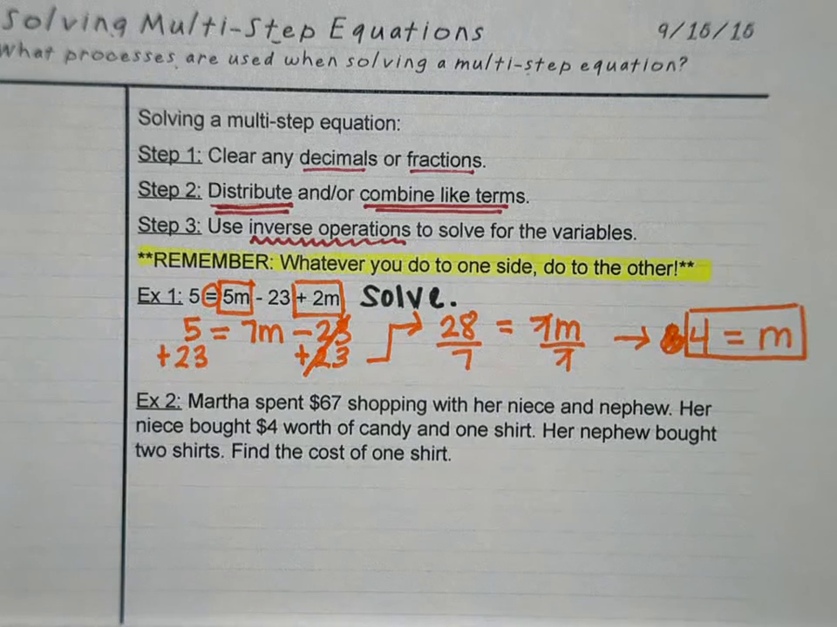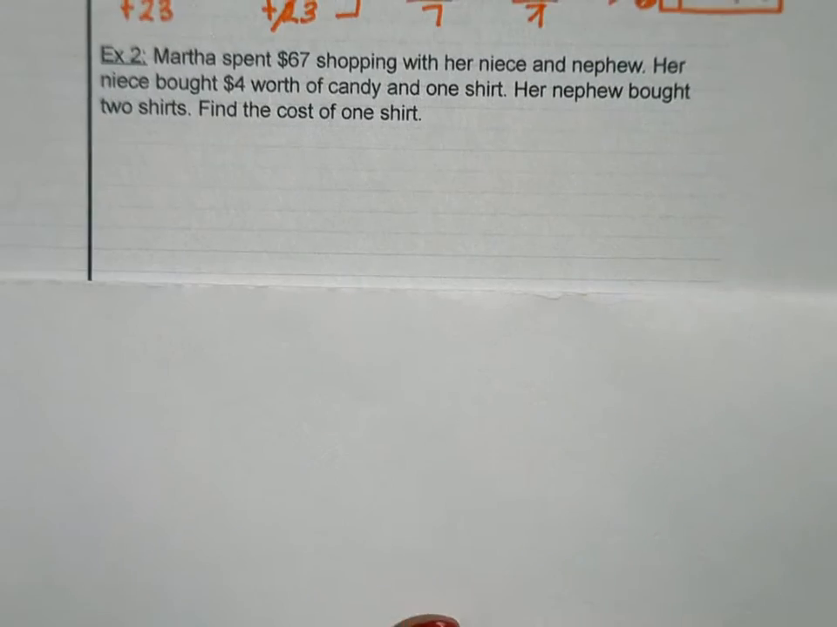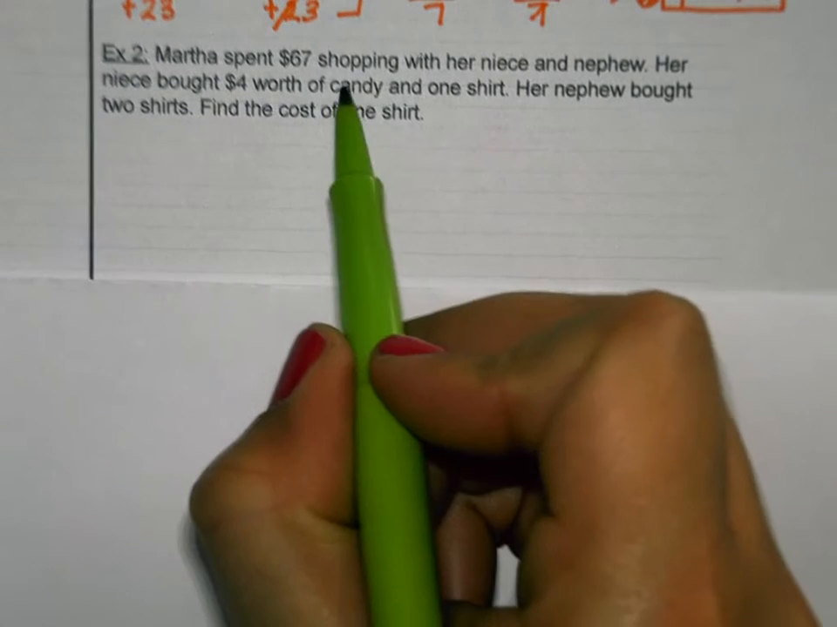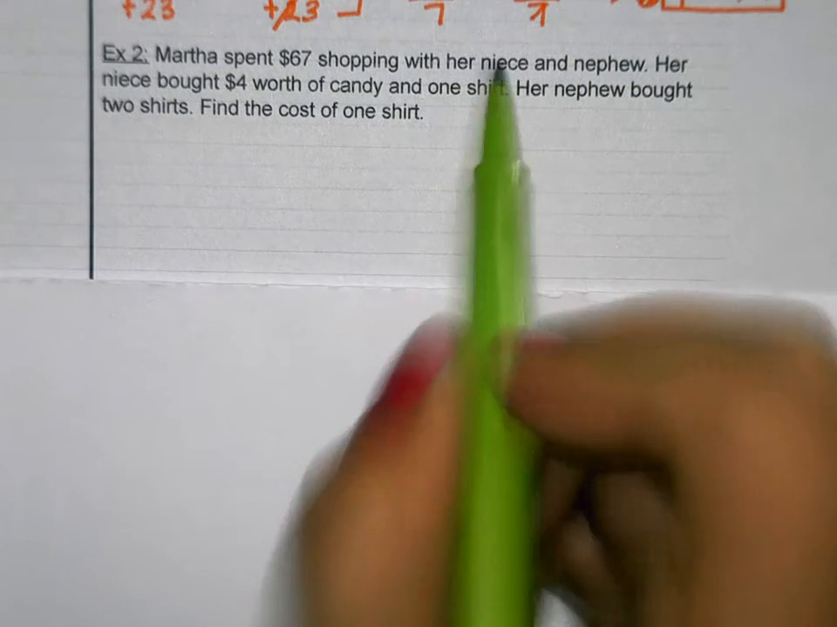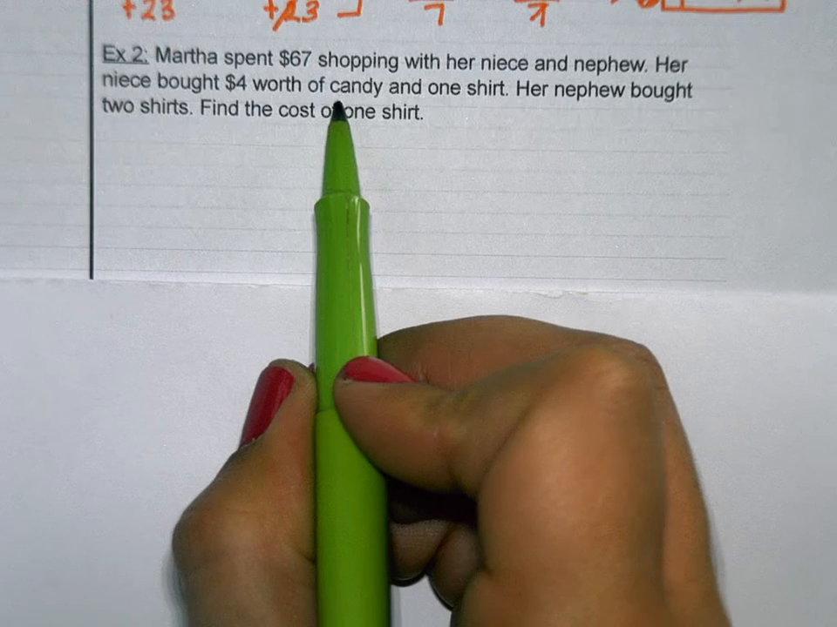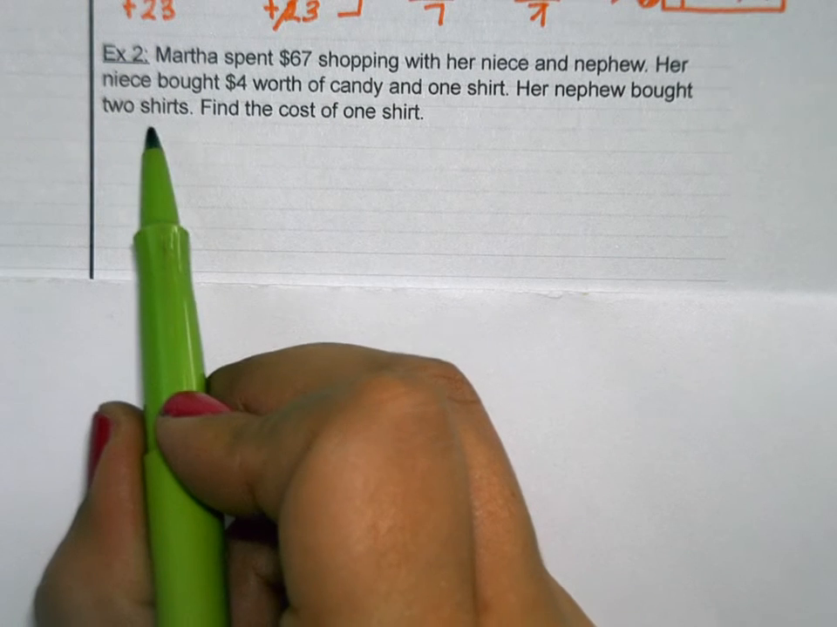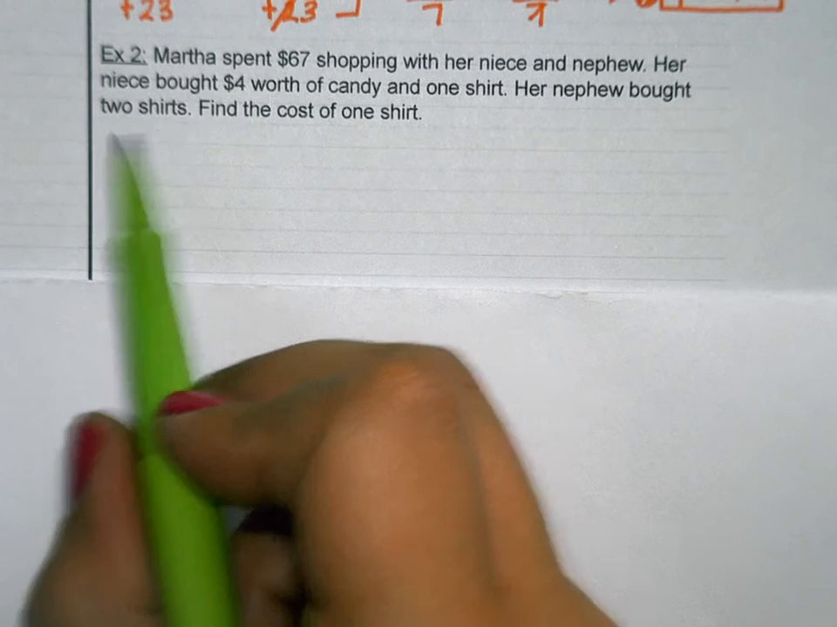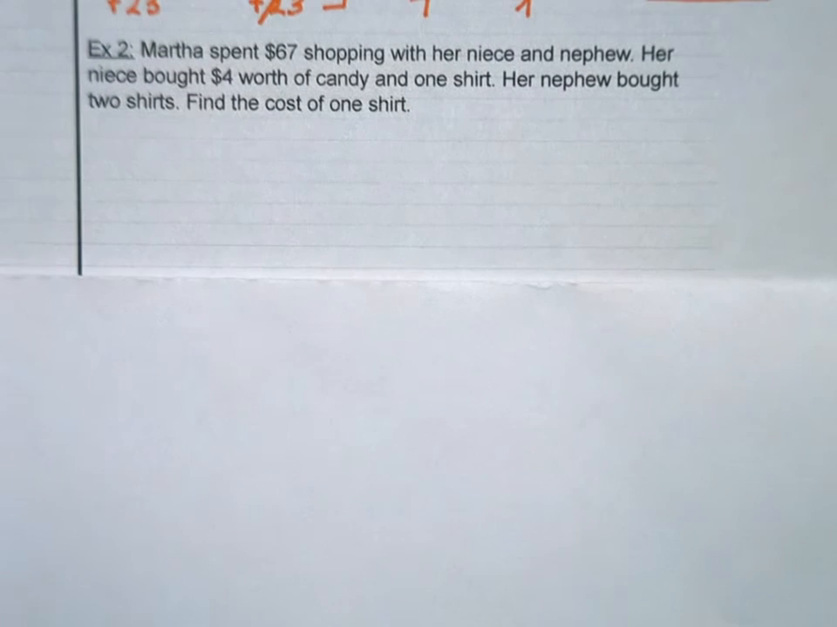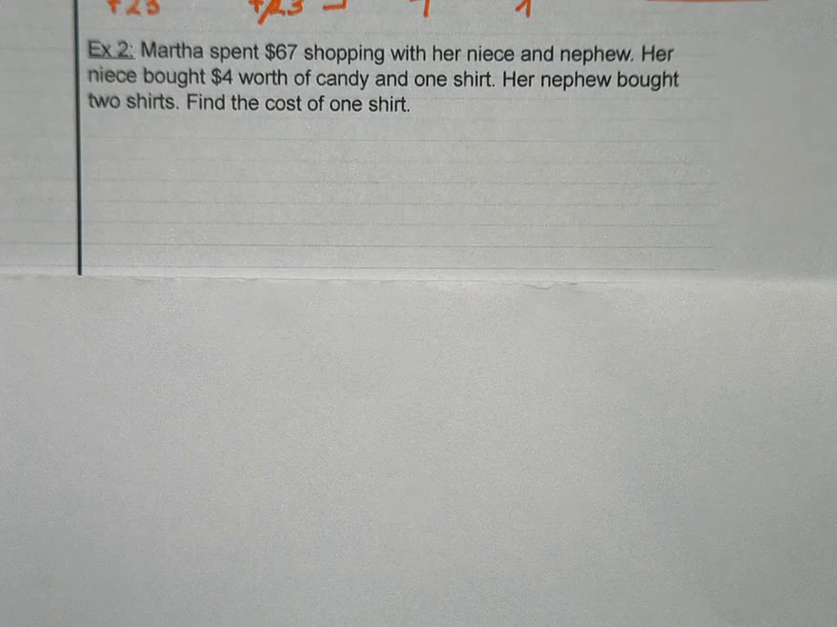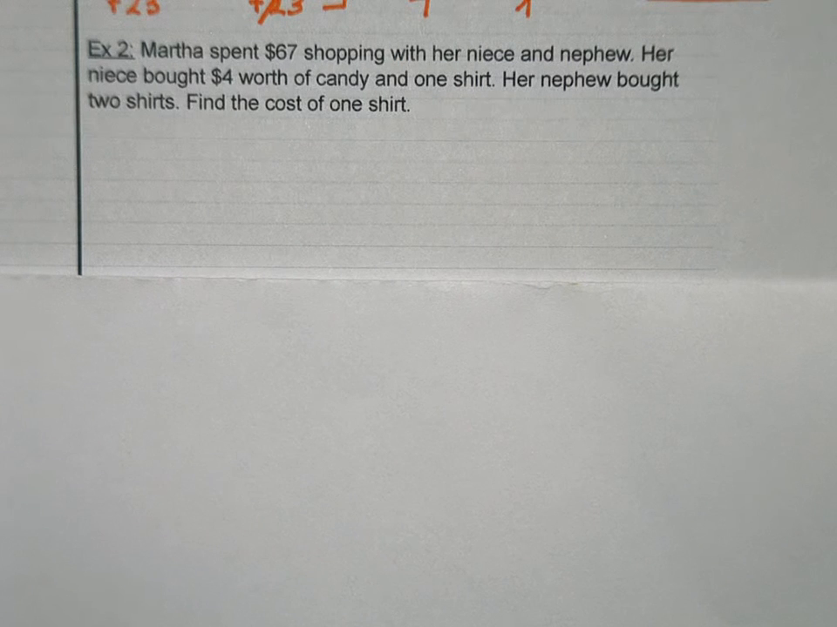Example 2 is a word problem. Martha spent $67 shopping with her niece and nephew. Her niece bought $4 worth of candy and 1 shirt. Her nephew bought 2 shirts. And now the question is to find the cost of 1 shirt. So we're going to need to do what we call identify a variable. So I would like you to copy the problem into your notes. So you might want to pause the video so you can write it down.